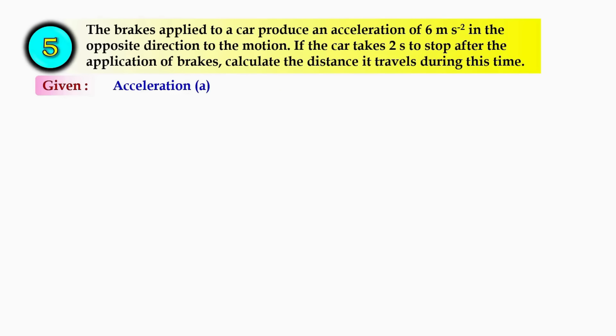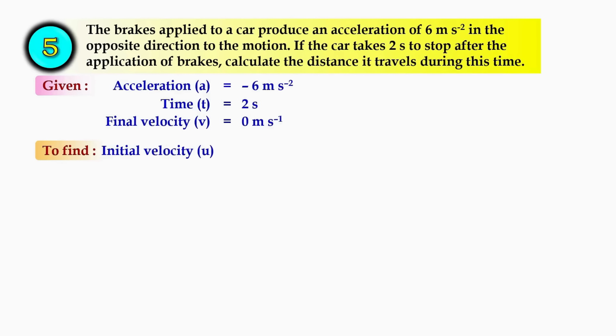First, let us write the given values. Acceleration is minus 6 meters per second squared. Time taken is 2 seconds. Since the car stops, the final velocity is 0 meters per second. First, we calculate the initial velocity of the car.